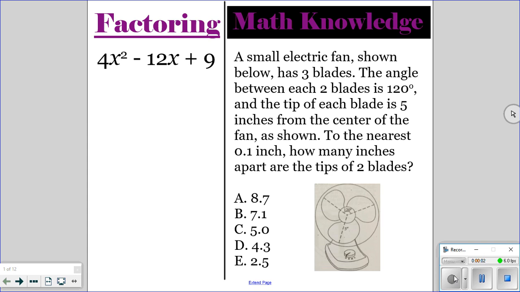All right, so y'all go ahead and do the factoring and the math knowledge question for today. Pause the video, and then once everyone is finished, you can unpause the video and I'll go over the correct answers. For the factoring, you're going to want to do remove, replace, reduce.